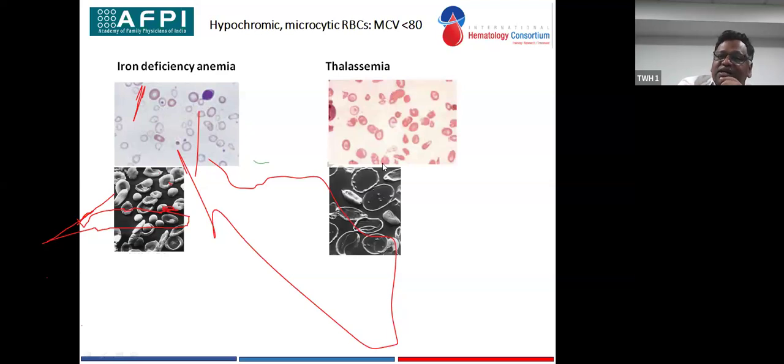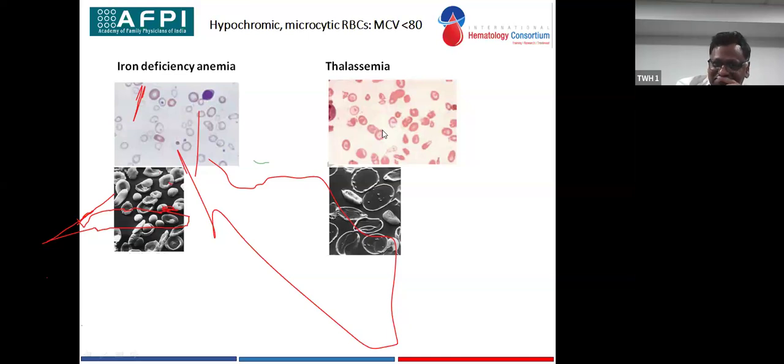Now let us look at another disease where RBCs are smaller and they have less hemoglobin. That is thalassemia. This is a congenital problem. This child is born with a defect in the globin chain gene, right? That is why less hemoglobin is made. And again, the same: less color, smaller RBCs, less MCV. How do we differentiate iron deficiency from thalassemia? There is a difference.